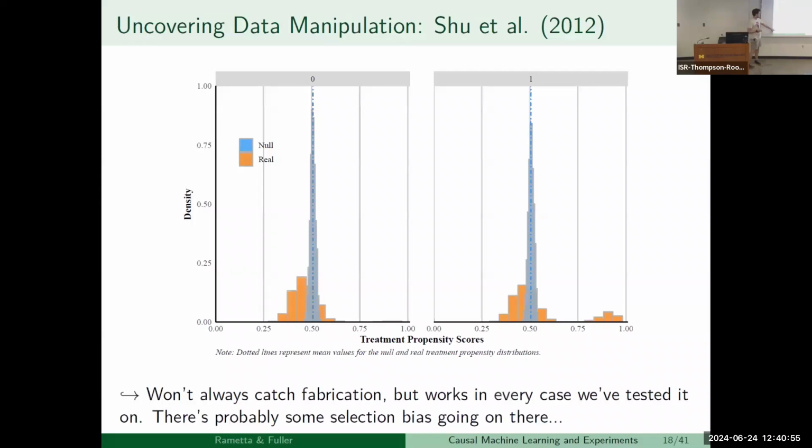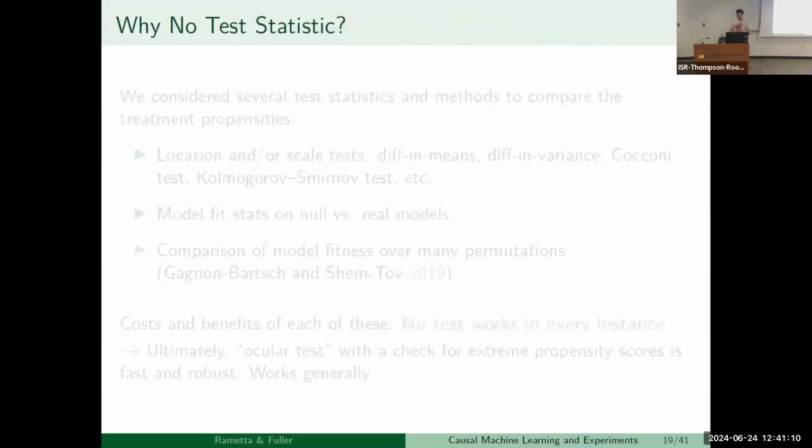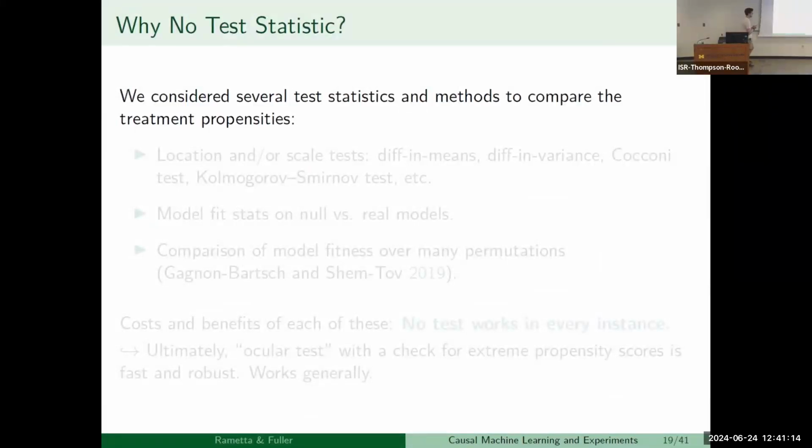So it won't always catch fabrication, I should say, but it works on all the papers we've tried it on, and maybe there's some sort of selection bias going on there. Maybe there's some more creative fabricators out there who are fabricating their data in a way that's a little bit harder to detect. But at least for the ones that we know about, it works just fine. Okay, so let me talk quickly about why there's no test statistic, and then I'll hand it off to Sam.